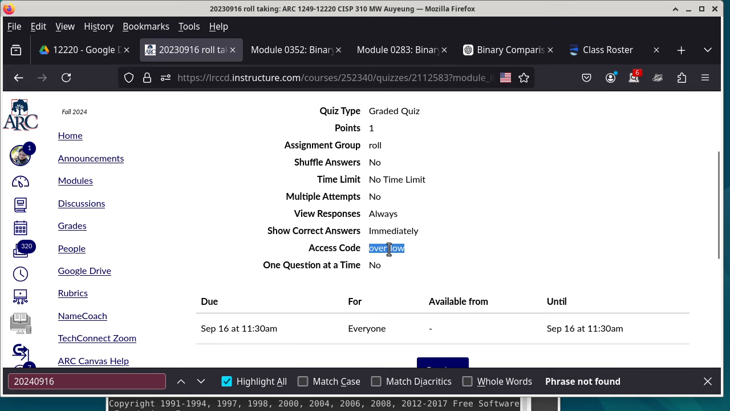All right, so today's access code is overflow. So go ahead and sign into Canvas, and you'll participate in this activity. And you have another 15 minutes to do it. So if you need a little bit more time, that's always a little more time.